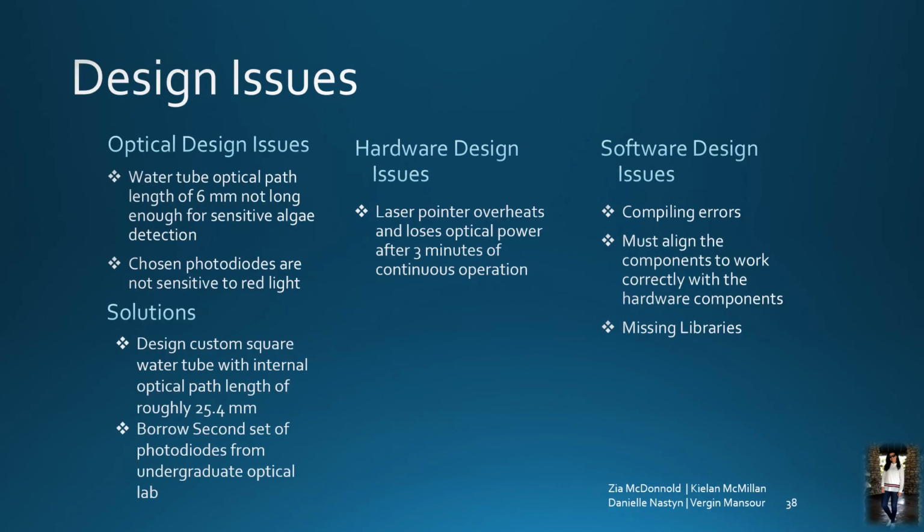We had few design issues, and we are working on finding some of the solutions, as well as we already found some solutions for some of the problems. In the case of the optical design issues, the water tube optical path length of 6 mm is not long enough for sensitive allergy detection. Also, the chosen photodiodes are not sensitive to red light. The solution for that was to design a custom square water tube with internal optical path length of roughly 25.4 mm and borrow a second set of photodiodes from the undergraduate optical lab.